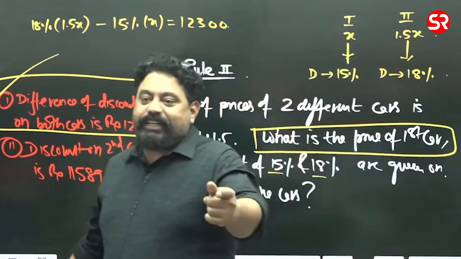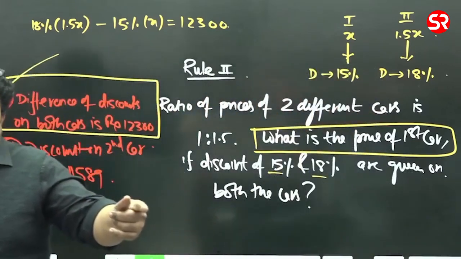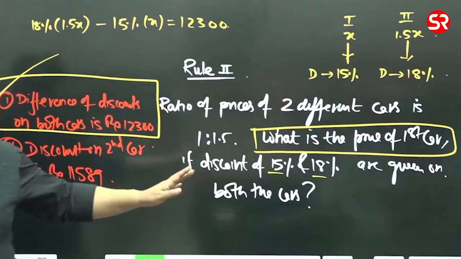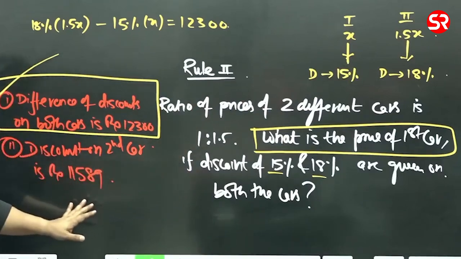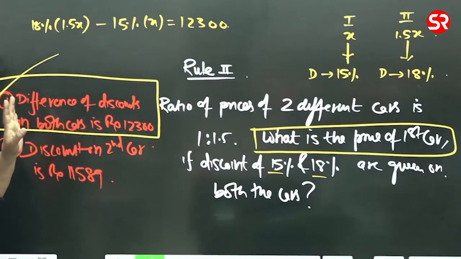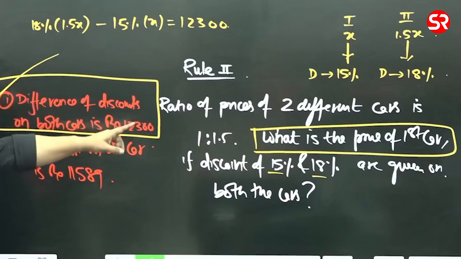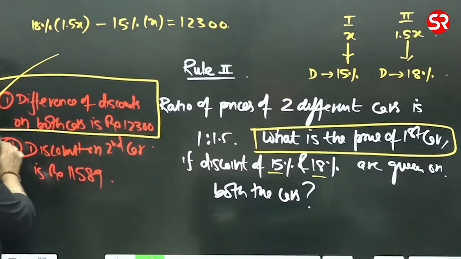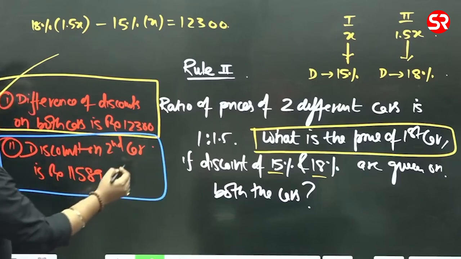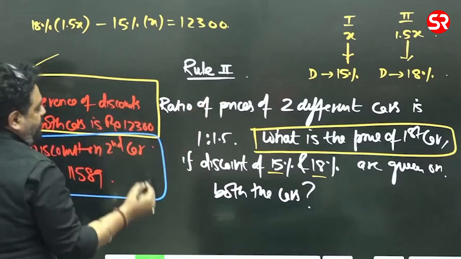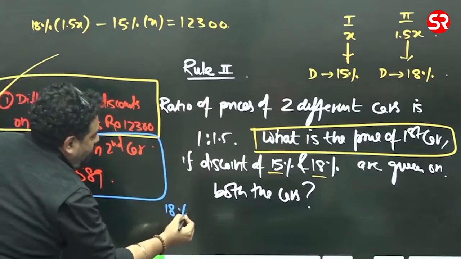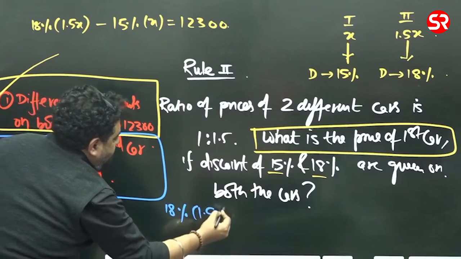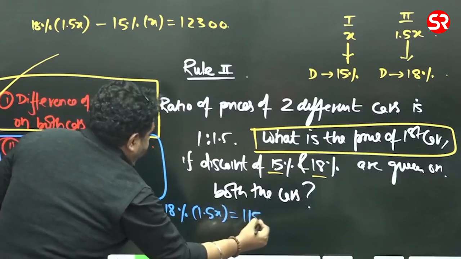Then second statement, guys, Rahul goes to his girlfriend, forgets his wife. Second statement, forget the first, over and out. The question is again the same: what is the price of the first car? Second statement: the discount on the second car is this. The discount on the second car was 18% of 1.5x, which is equal to 11589.